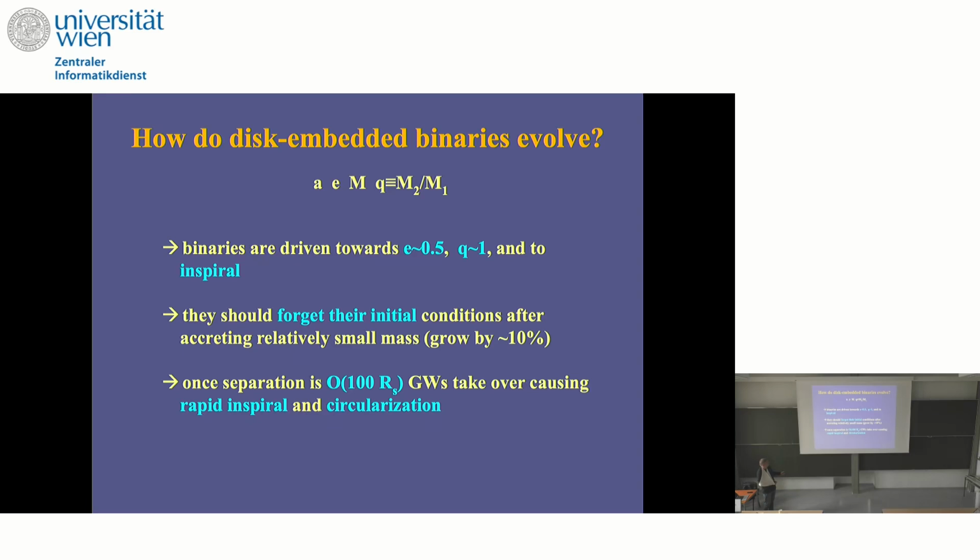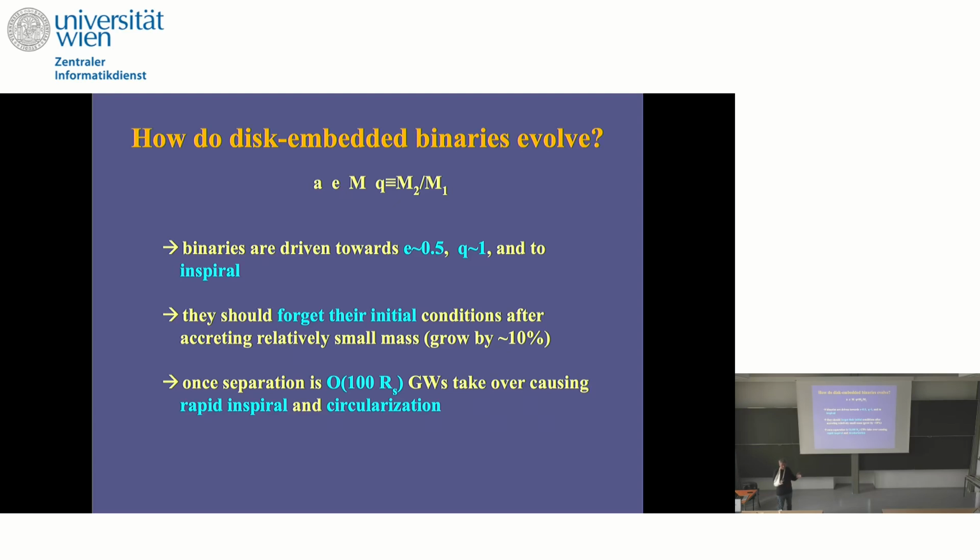So now comes another last point. Let's say we have this in-spiraling binary, it's eccentric, it's grown to roughly equal mass, but then it reaches very small separation, roughly 100 Schwarzschild radii. Here the key point is that the gravitational wave emission will take over.